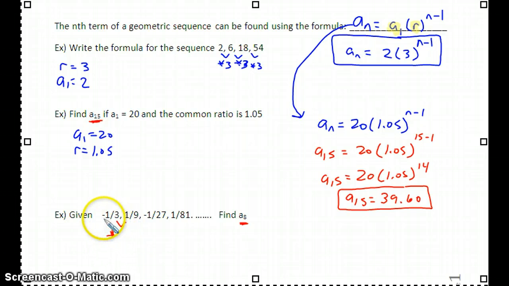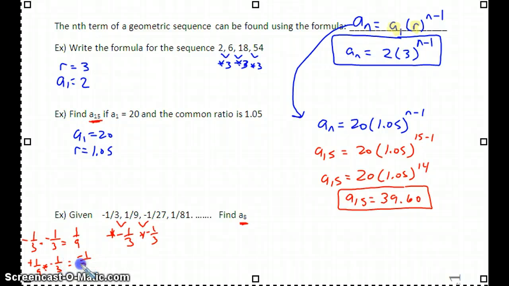What do you have to multiply negative 1/3 by to get to 1/9? Well, I know it's negative to positive, so it's got to be negative. And then the number has to be negative 1/3, because I know that negative 1/3 times negative 1/3 is positive 1/9. Let's just check to see if that works here. If I multiply positive 1/9 times negative 1/3, that's negative 1 over 27. That's what my next term of the sequence is. So I figured out that my ratio is negative 1/3.